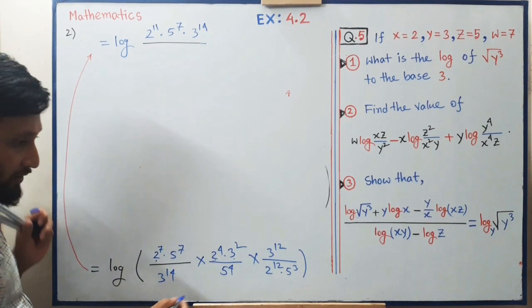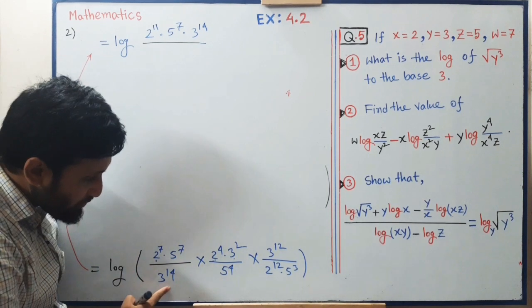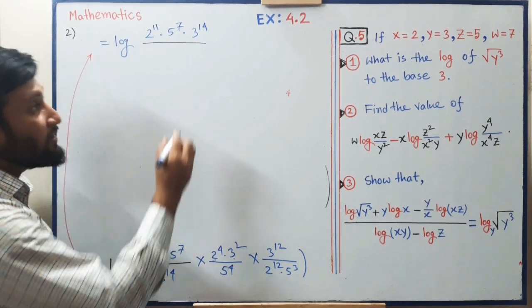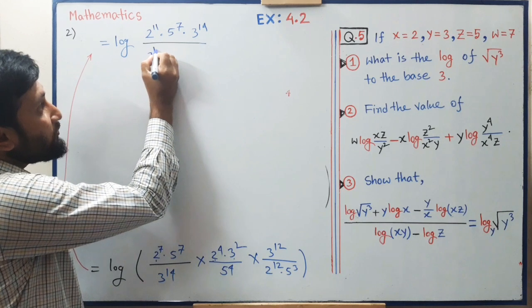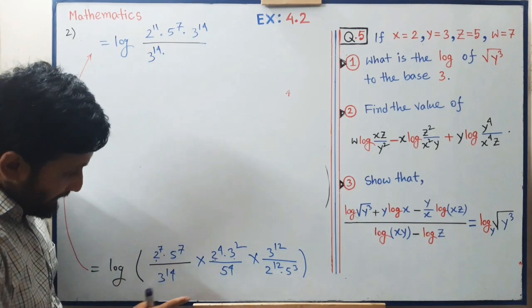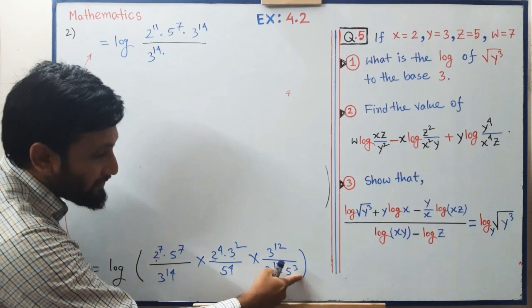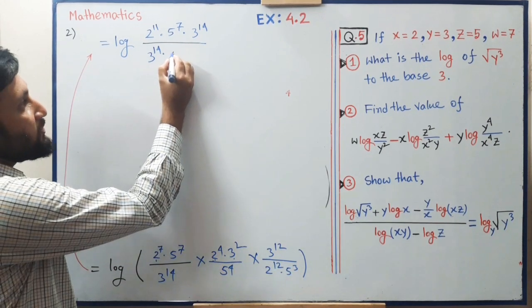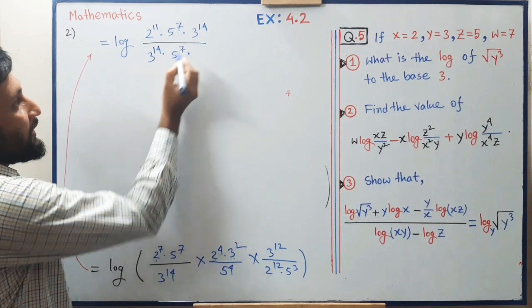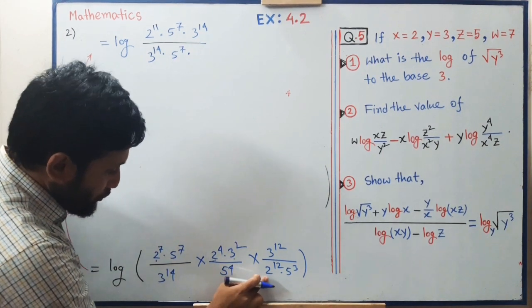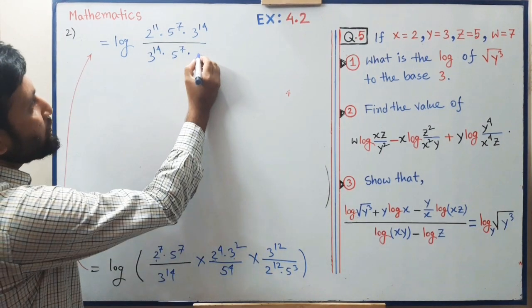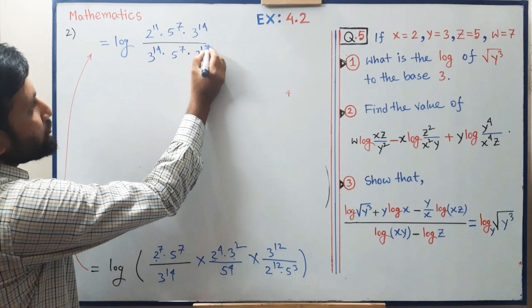Now in the denominator here see 3 to the power 14 and a single 3, base 3 and power 14. Then 5 to the power 4 and 5 cube, so you can write 4 plus 3, that means 7. So 5 to the power 7, and then 2 to the power 12.